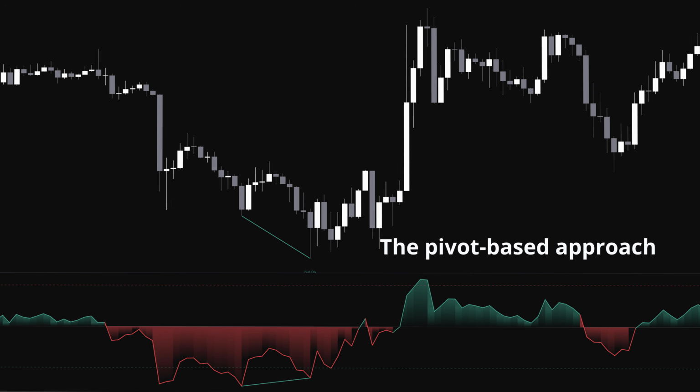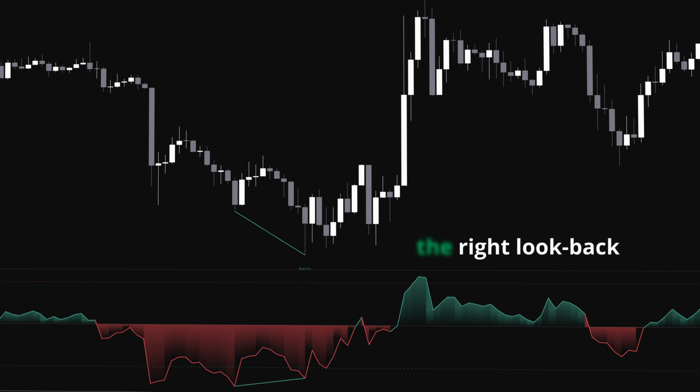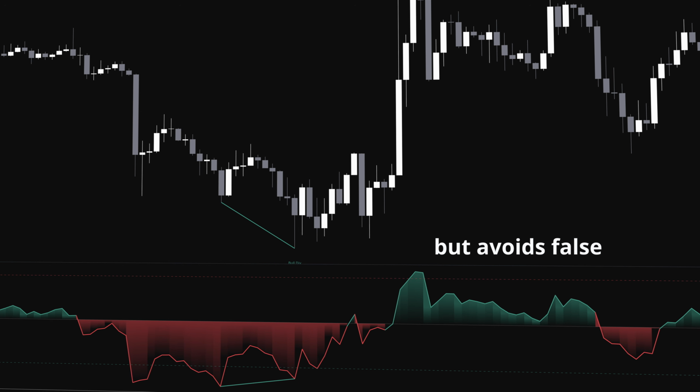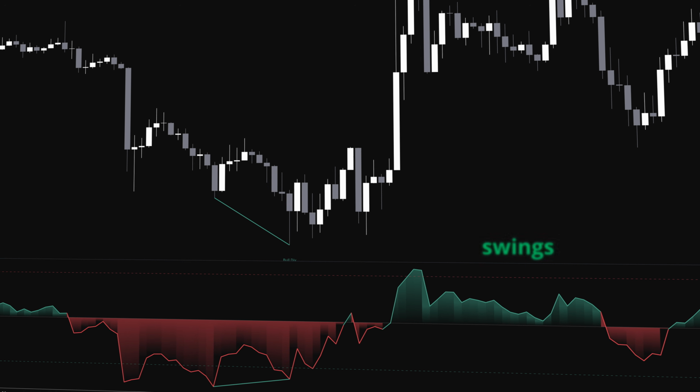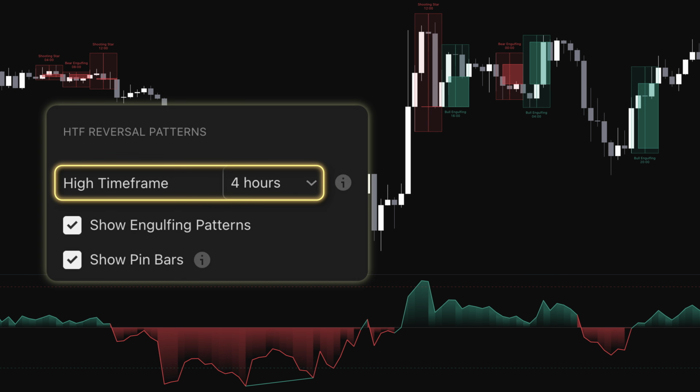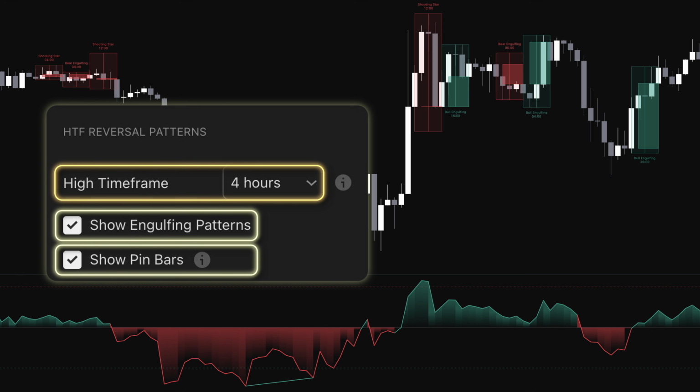The pivot-based approach means signals are only confirmed after the right look-back bars have elapsed, which introduces lag but avoids false positives from unconfirmed swings. The higher time frame pattern detection pulls the previous completed candle from a user-defined time frame and checks for bullish or bearish engulfing patterns and pin bars, specifically hammers and shooting stars.